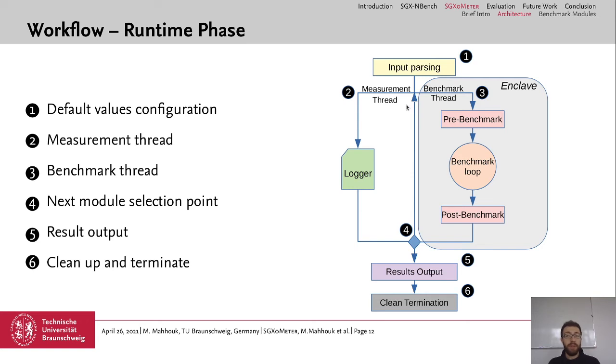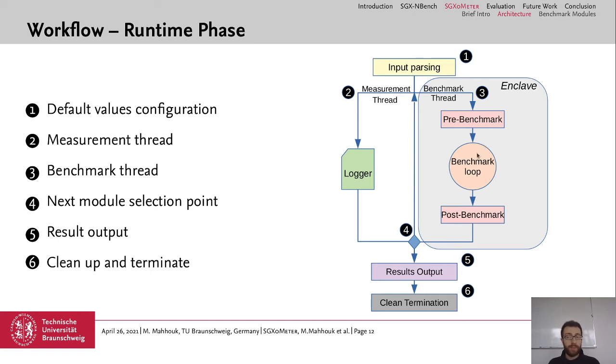Afterwards, the 2 threads will be created, the benchmark thread and the measurement thread. The benchmark thread will enter the enclave and does the pre-benchmark or pre-adjustment step, where the enclave will be configured with the predefined values in the previous step. Afterwards, these 2 threads will halt and wait for a signal from the main thread. Once given, the benchmark will be initiated.